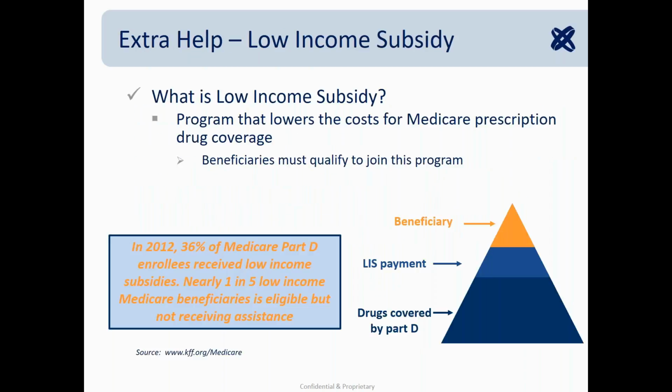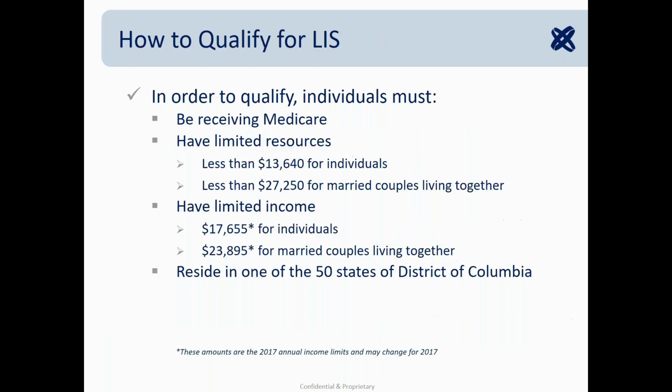Extra Help is a low-income subsidy that helps people with their drug costs. It's a program that lowers the cost for Medicare prescription drug coverage. Beneficiaries must qualify to join this plan. In 2012, 36% of Medicare Part D enrollees received low-income subsidies. Nearly 1 in 5, or 20%, of low-income Medicare beneficiaries are eligible but not receiving this assistance because they don't know about this plan. So how the plan works: once you do qualify, the low-income subsidy or Extra Help may pay for your Part D premium. You will have low copays, and you will not have that complicated donut hole or coverage gap that we spoke of earlier. So how do you qualify for LIS, the low-income subsidy?